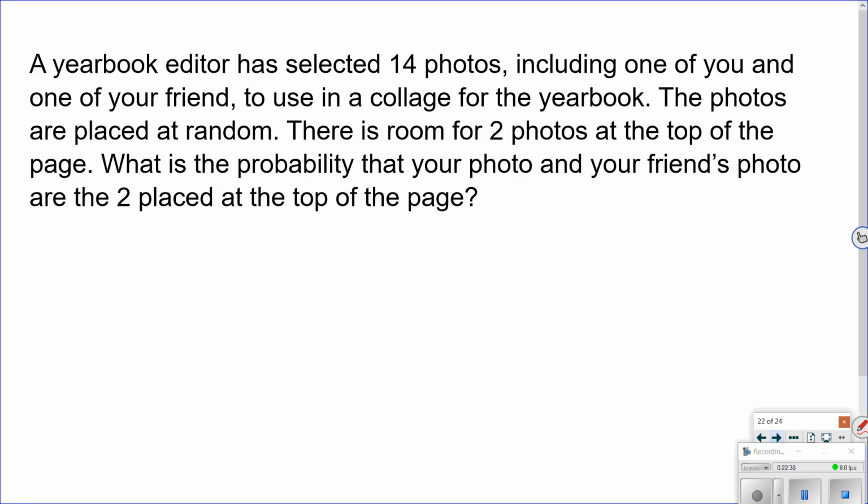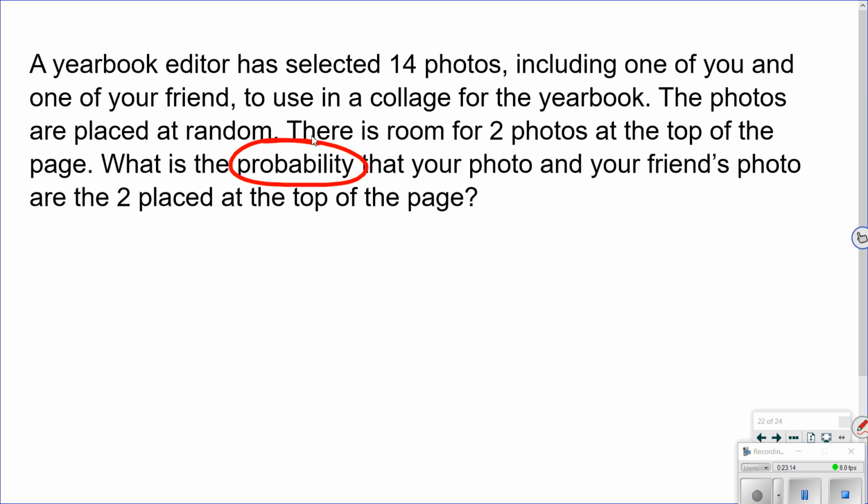A yearbook editor has selected 14 photos, including one of you and your friends, to use in the collage of the yearbook. The photos are placed at random. There is room for 2 photos at the top of the page. What is the probability that your photo and your friend's photo will be the 2 placed at the top of the page? The key thing here, number 1, is that this is not just a counting problem. You're finding the probability. But we can use what we know about counting in order to find that probability.